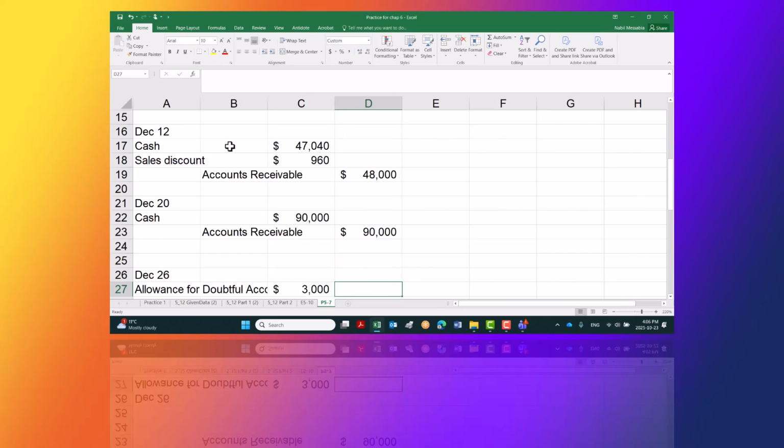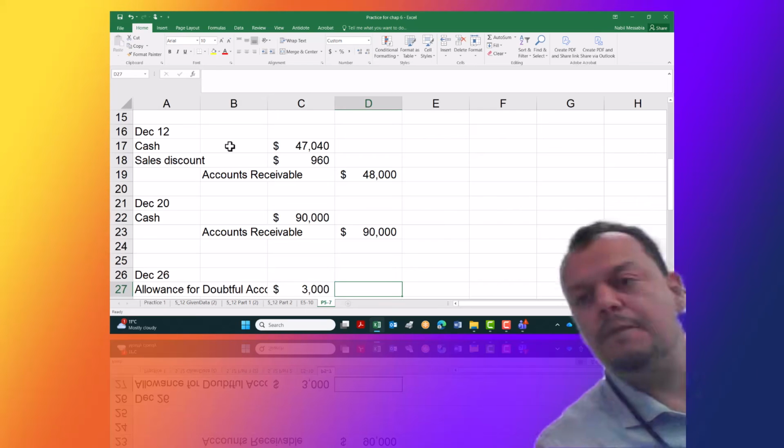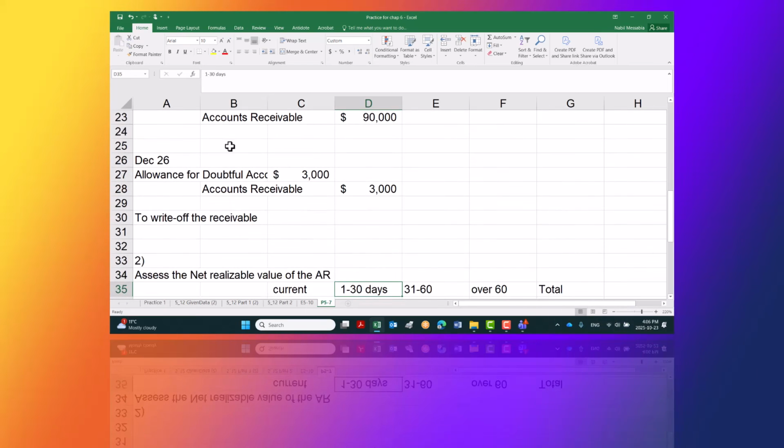And then the last journal entry: debit allowance and credit receivable, right? Debit allowance 3,000 and credit accounts receivable 3,000. That's it. The question is to calculate the ending balance after all these transactions.